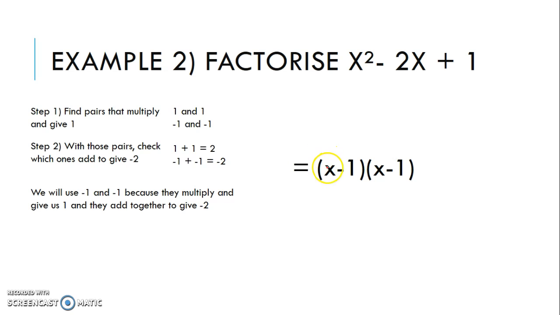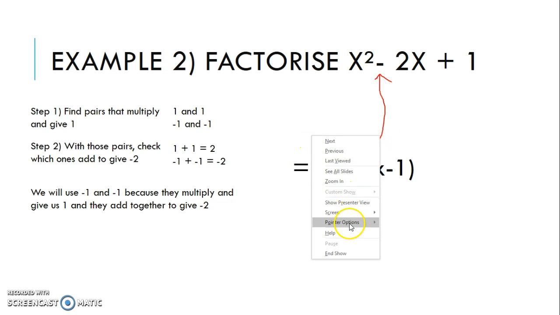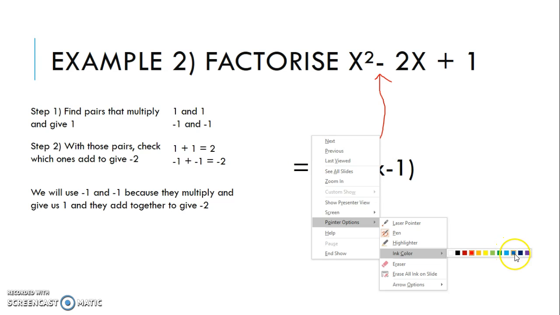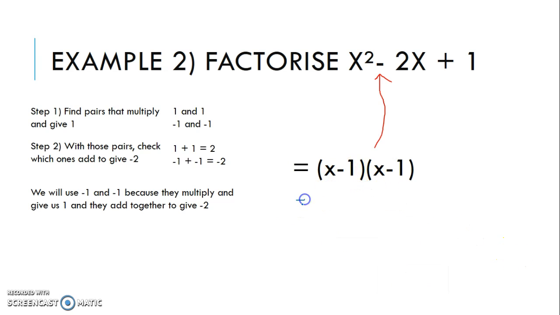If I actually look at this and I expand this, I should go back to here. So let's try expanding it. I'll change my ink color. Okay. I'm going to expand this now and see if I go back to my original form. So x times the x gives me the x squared. The x times the minus 1 will give me the minus x. The minus 1 times the x will give me the minus x again. And the minus 1 times the minus 1 will give me the positive 1.